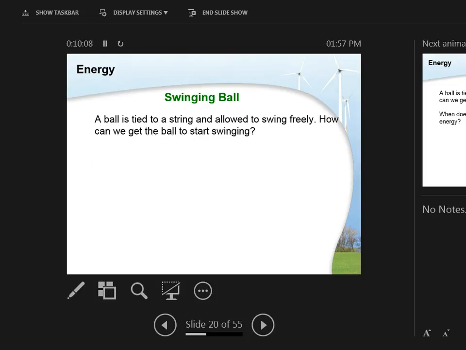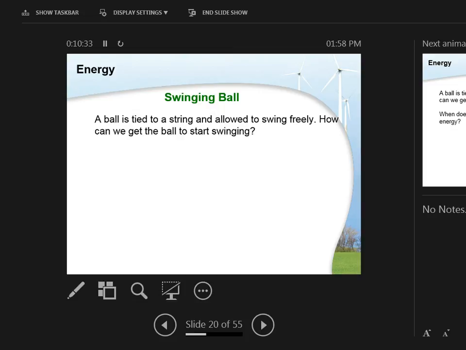Now a ball is tied to a string and allowed to swing freely. How can we get the ball to start swinging? How? Okay, let's pretend that this is a ball, okay? It is tied to a string and it's allowed to swing freely. How can we get this to start swinging? Push, right? I need to push it, right?